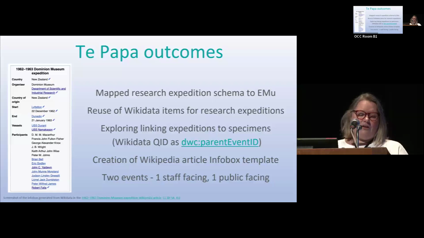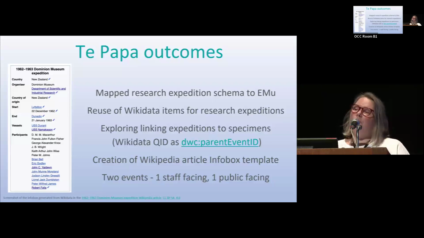Te Papa was interested in using the data generated from the project and has started creating records for each expedition researched in their collection management system, EMU. They round-tripped the data between EMU and Wikidata, and they did this by recording the Wikidata item identifier, also known as the Wikidata QID, on their own records, and then adding Te Papa's identifier for that research expedition into Wikidata on the research expedition item using Te Papa's agent ID property.